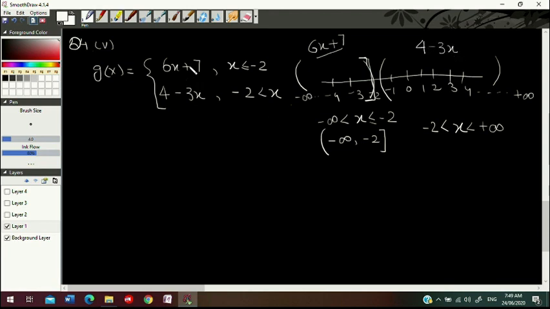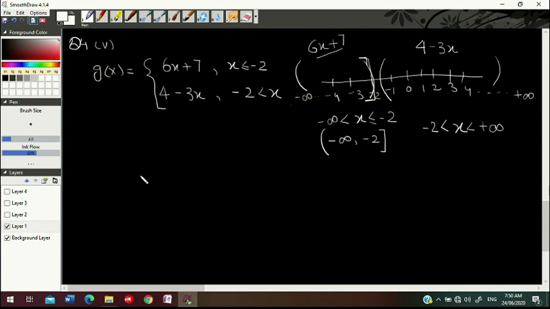Actually, these two equations are polynomials, and for polynomials we use the domain from minus infinity to plus infinity. The whole real line is the domain of a polynomial function, but here we are using a piecewise function. That is why our domain is divided into pieces. For the first piece, from minus infinity to minus 2, we use the first equation, and for the rest, from greater than minus 2 to plus infinity, we use the second equation of our function. That is why this function is known as a piecewise function: it divides the domain into pieces, and for both pieces we have two different equations.